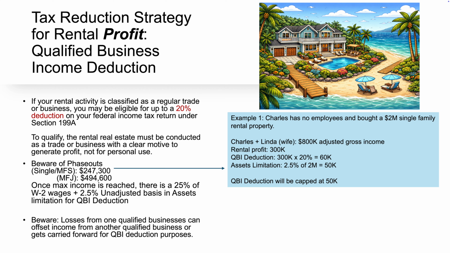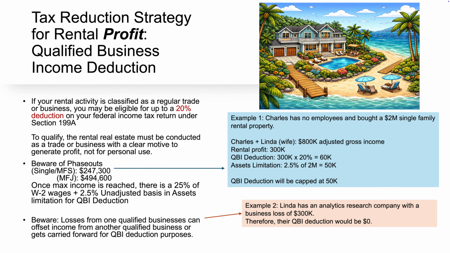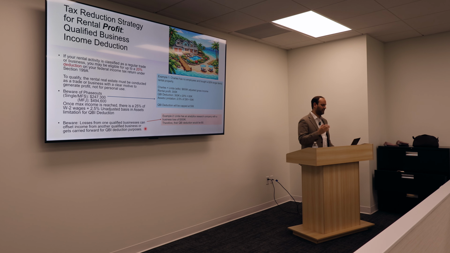Losses from one qualified business can offset income from another qualified business. So I gave a really good example here. Let's say Linda had an analytics research company with a business loss of $300,000. Because she'll have a business with a loss and a rental business with an income, they'll offset each other and you'll get 20% of zero as a qualified business income deduction, which is just zero. So keep in mind that if you or your spouse has a business that has a loss, that's going to hurt you for this qualified business income deduction.